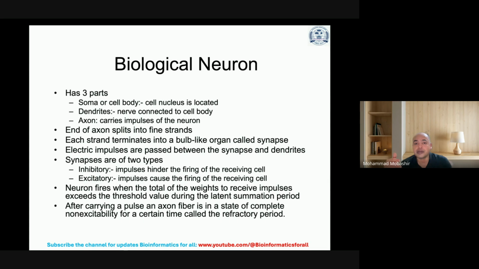Then each strand terminates into a bulb-like organ called synapse. Electrical impulses are passed between the synapse and dendrites. Synapses are of two types, inhibitory and excitatory. Then here it comes: a neuron fires when the total of the weights of received impulses exceeds the threshold value during the latent summation period. After carrying a pulse, an axon fiber is in a state of complete non-excitability for a certain time called the refractory period.